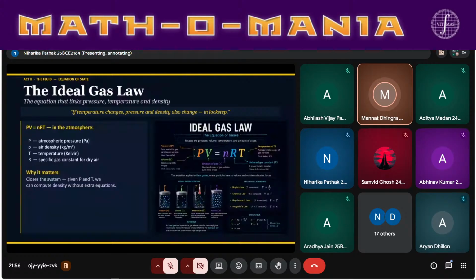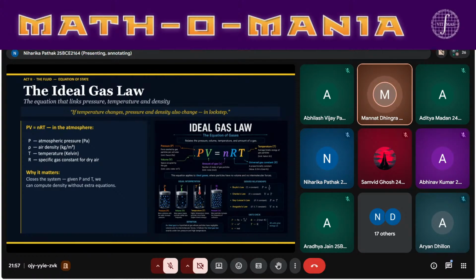And V is the volume. It's basically the space occupied by the gas. The unit is meter cube or cubic meters. And in the RHS, n is the number of moles. R is the universal gas constant, and it's a constant value, 8.314 joules per mole Kelvin, and we can manipulate it and get it in many other units. And T is the temperature. It's basically the average kinetic energy of gas particles, where the unit is Kelvin.